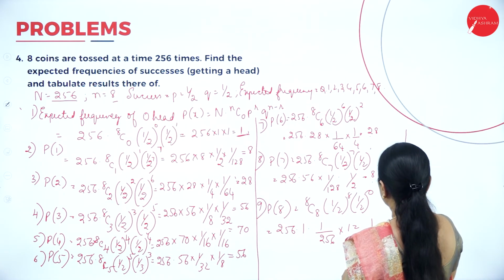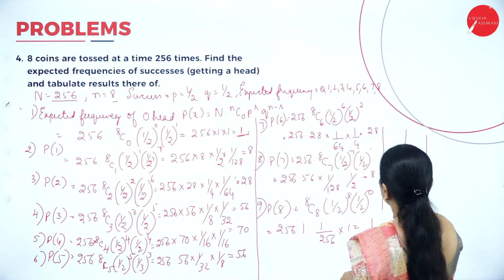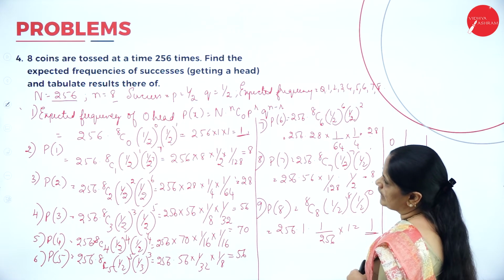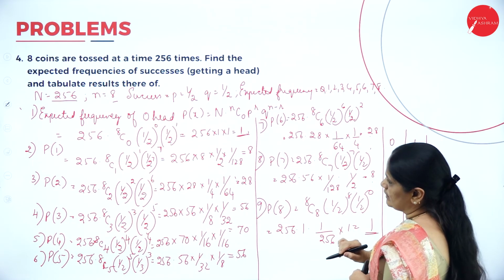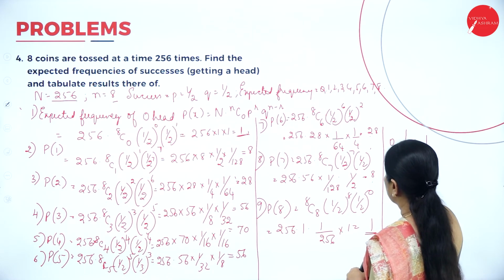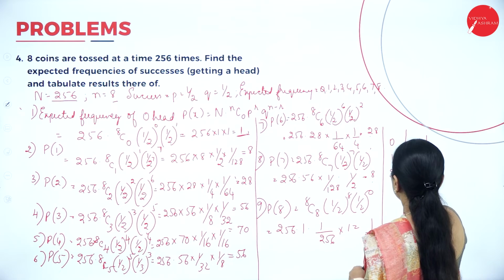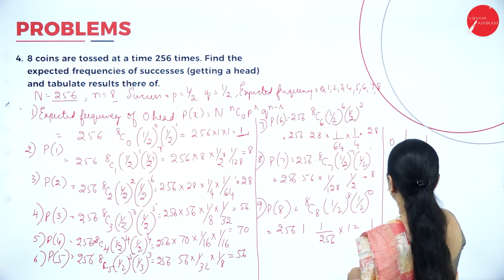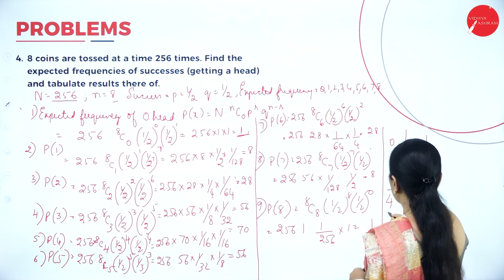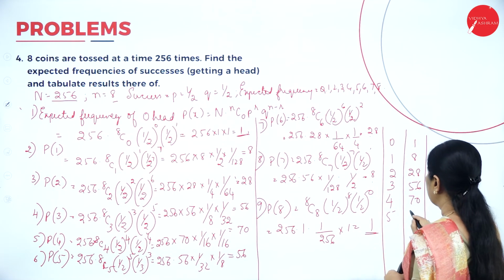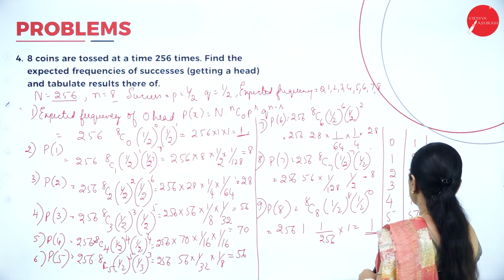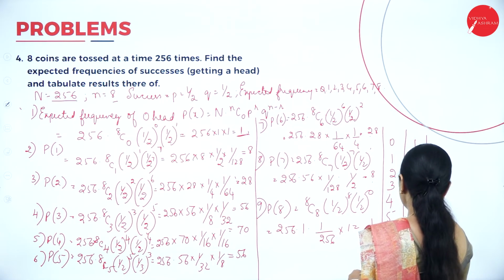If you can see the expected frequencies here, what is the probability of getting 0 heads? Only 1. Then the probability of getting 1 head is 8. The probability of getting 2 heads is 28. Probability of getting 3 heads is 56. The probability of getting 4 heads is 70. Probability of getting 5 heads will be again 56. 6 heads will be 28. 7 heads will be 8. 8 heads will be 1.